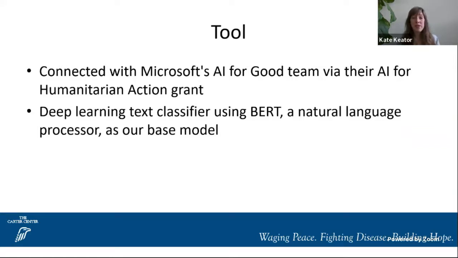So we turned to Microsoft's AI for Good team, and we were connected to them through the AI for Humanitarian Action grant that we applied for and got. And Anusia and her team, after speaking with them, identified that a deep learning text classifier would be our best approach to addressing our problem. And they decided to use BERT, which is a natural language processing tool, as the base model. And BERT stands for Bidirectional Encoder Representations from Transformers. Do I know what all that means? No, not really. But I learned a lot from Anusia, and I got to know the outputs of this model fairly well.